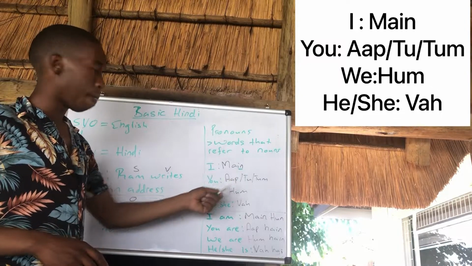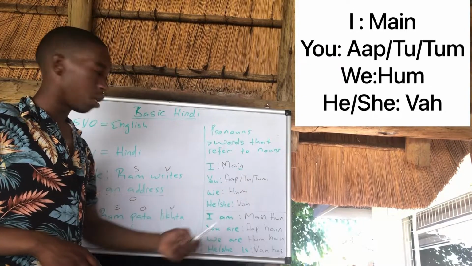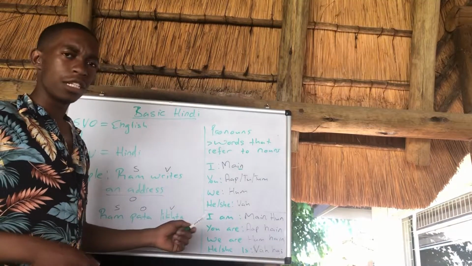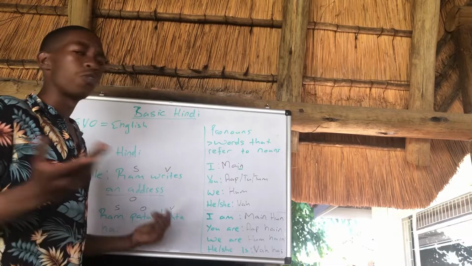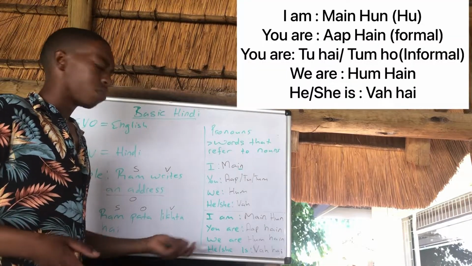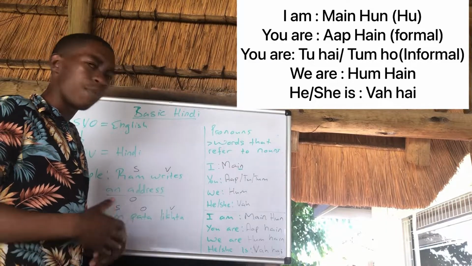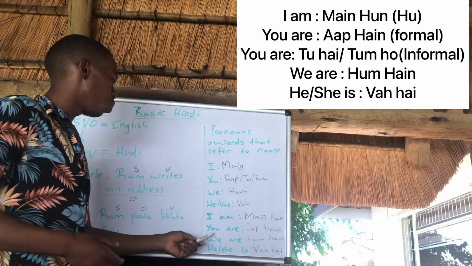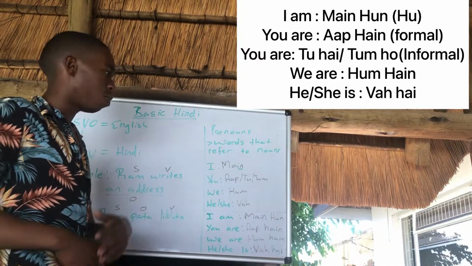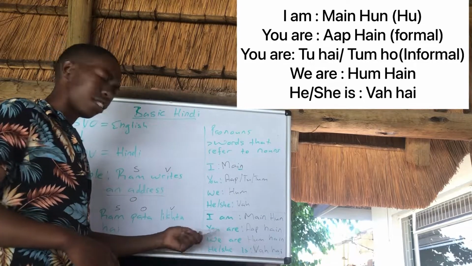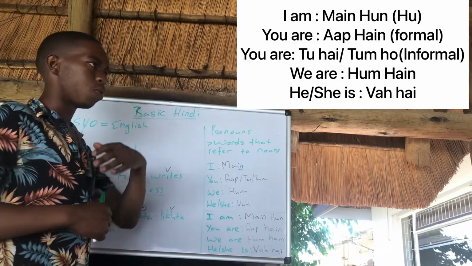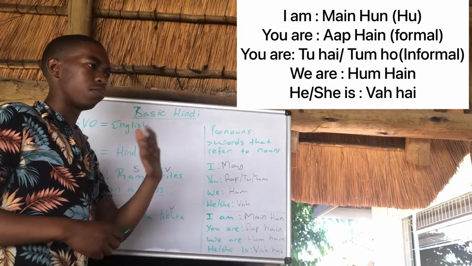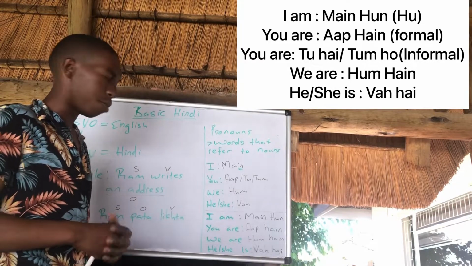So for I, we have main; you have aap, tu, or tum; we, hum; he or she, vo. In English, whenever you use the word I, you have to use am. I am a doctor, I am a teacher, I am a student. That's how it works in English. When you're using the word you, you have to use are. You are beautiful, you are lazy. With we, the same thing happens. We are happy, we are working, and things like that. And he or she: he is smart, she is smart, she's beautiful, he's handsome, things like that.